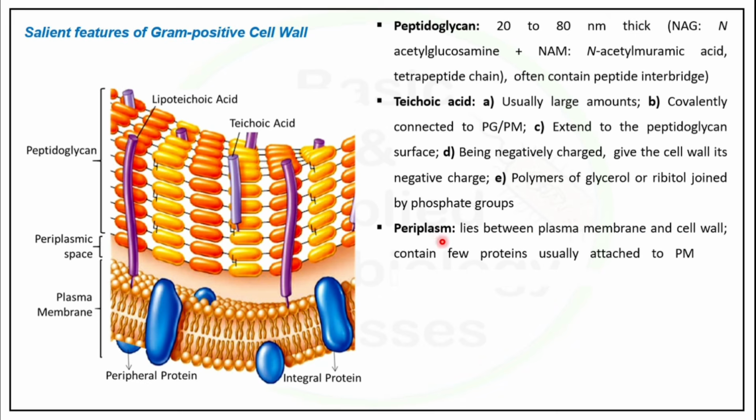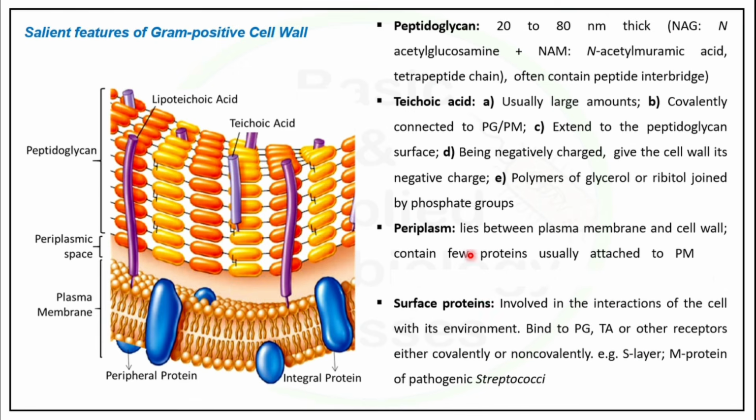Let's see the next point, periplasm. Periplasm, I have already told you, right? It is the space between the plasma membrane and the peptidoglycan layer. Always remember, it lies between them and contains a few proteins usually attached to the plasma membrane. So what is there in the periplasmic space? The substance that is present we call periplasm, and in the periplasm some proteins are there. Those proteins we call periplasmic proteins, right? Those periplasmic proteins generally remain attached to the plasma membrane. So this is the periplasm chemistry.